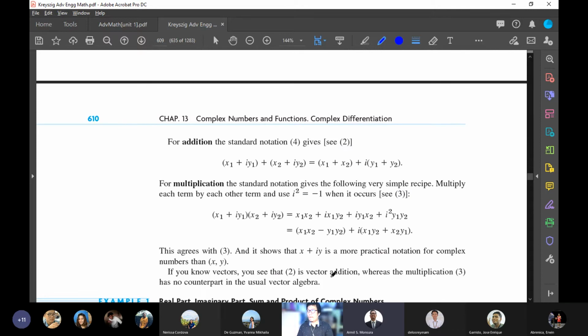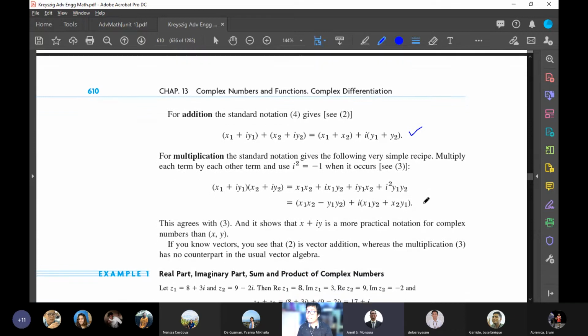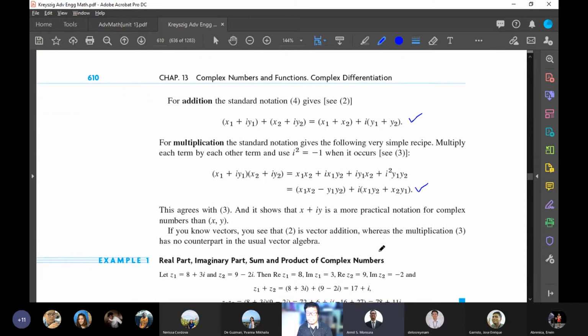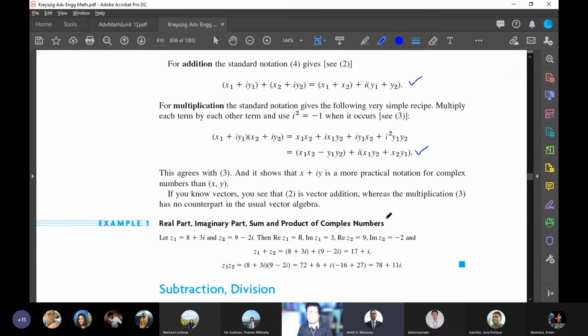Okay? This is the addition notation in rectangular form. This is the multiplication. This is the product in rectangular form. And as I said before, the rectangular form is actually a more practical, more intuitive notation than the ordered pair notation. Okay?